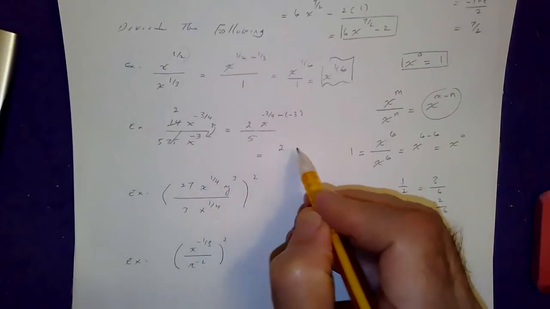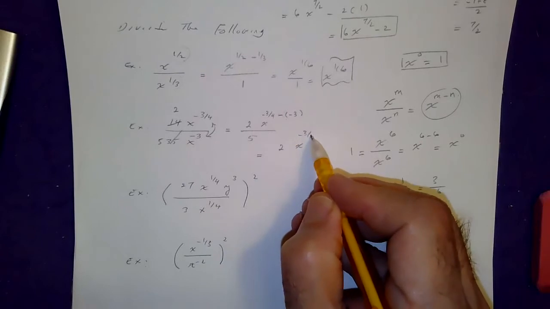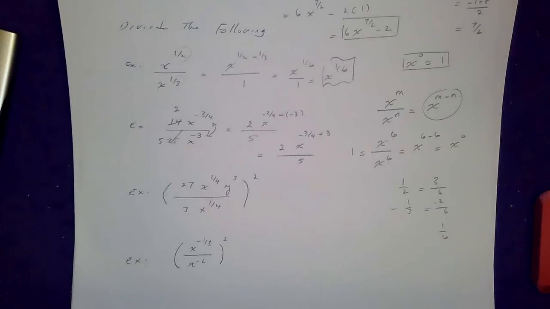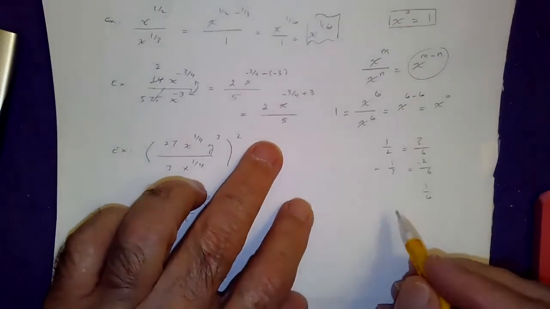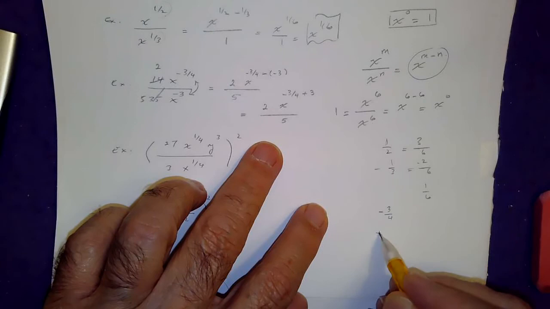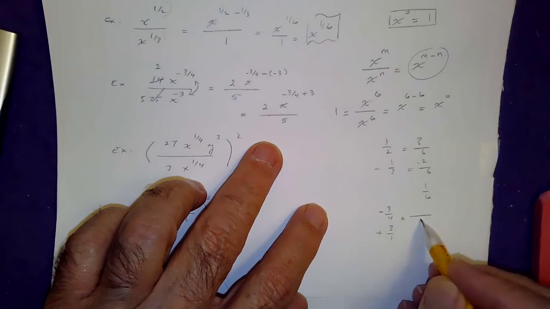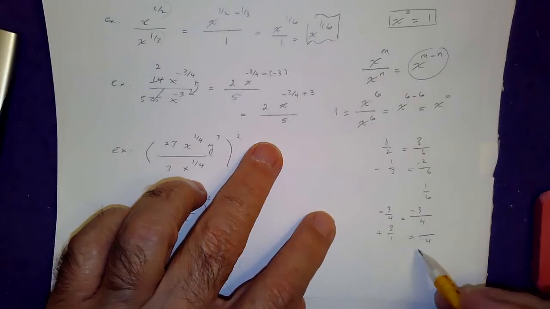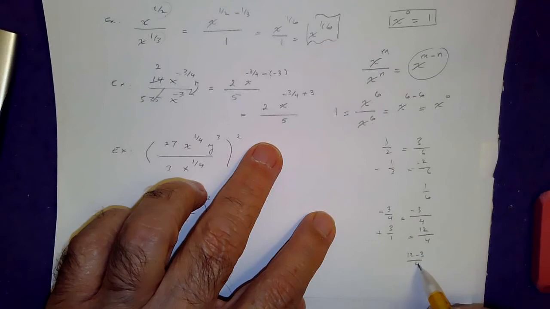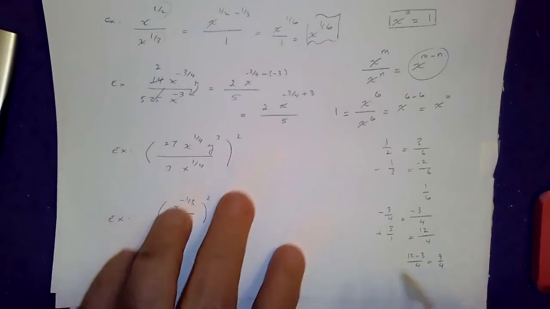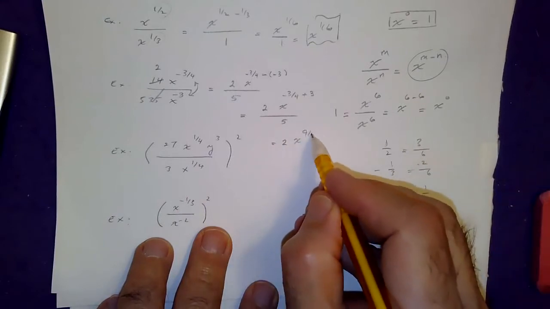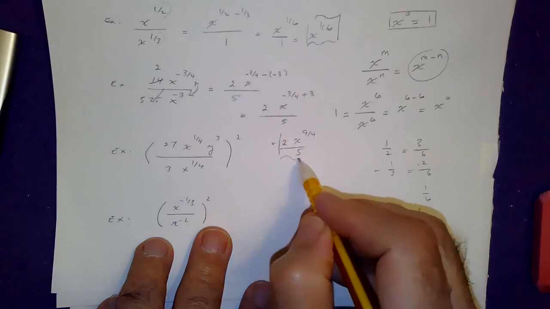So what do we get? 2x to the power of negative 3/4 plus 3, all divided by 5. Okay, so I need to do a bit of a calculation on the side here. LCD is 4. Is that right? So that's negative 3. Here is what? 12. So 12 minus 3 over 4, which is 9 over 4. So how about 2x to the 9/4 all over 5?